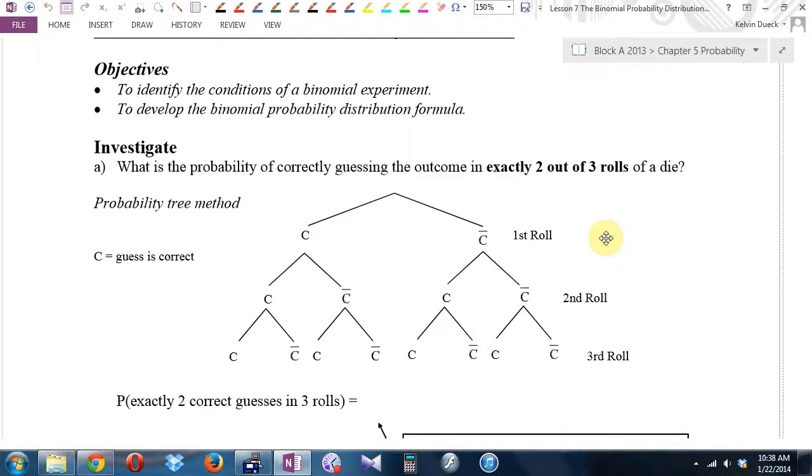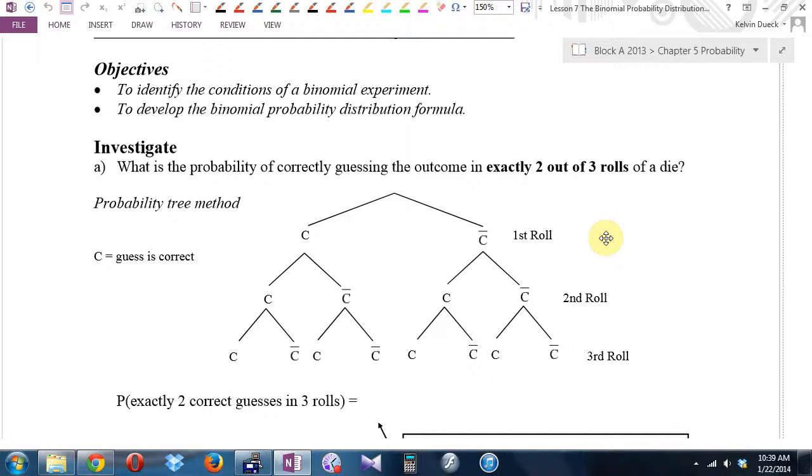We're going to look for a pattern. Now, because it's 3 rolls, I'm going to use a tree, but we're going to try and generalize it so that I can say, hey, what if you were rolling the dice 10 times and you wanted to know what are the odds of you guessing 7 right? You don't want to do a 10-level tree. So as a probability tree, I said correct, not correct on the first one, correct, not correct on the second roll, correct, not correct on the third roll. I think, Brooke, you'll agree I've covered every possibility. You can be right or wrong if you're trying to guess.